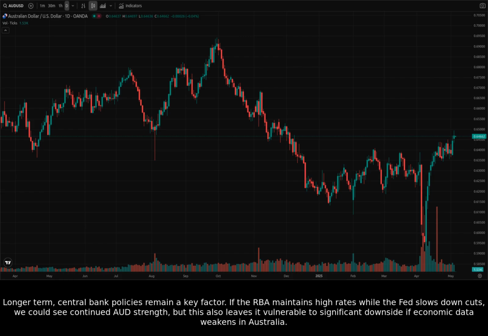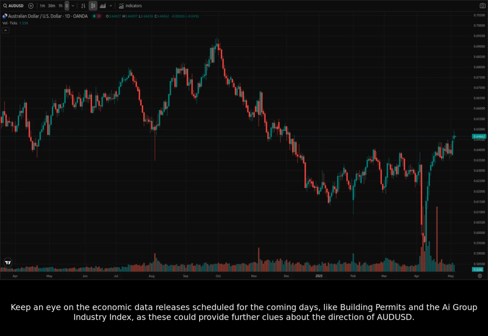If the RBA maintains high rates while the Fed slows down cuts, we could see continued AUD strength, but this also leaves it vulnerable to significant downside if economic data weakens in Australia. Keep an eye on the economic data releases scheduled for the coming days, like building permits and the AI Group Industry Index, as these could provide further clues about the direction of AUDUSD.